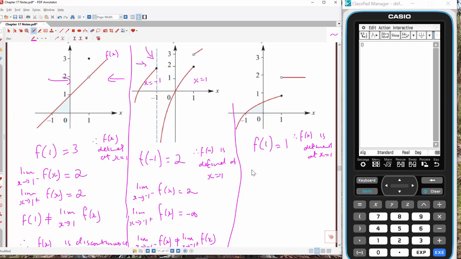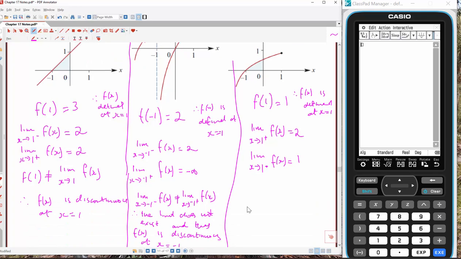Now what we're going to do is a limit check. This will be exactly the same as the previous one that we did. As x approaches 1, let's swing in from the right-hand side this time. So as I approach from the right-hand side, I'm approaching the value 2. Let's approach from the left-hand side. And that is going to be 1. All right, so what's our conclusion? Well, because the limits aren't the same, we say that the limit doesn't exist, and thus the function is discontinuous at x is equal to 1.